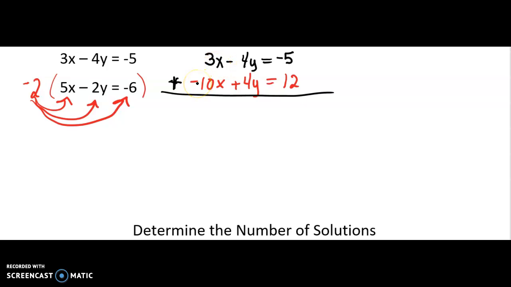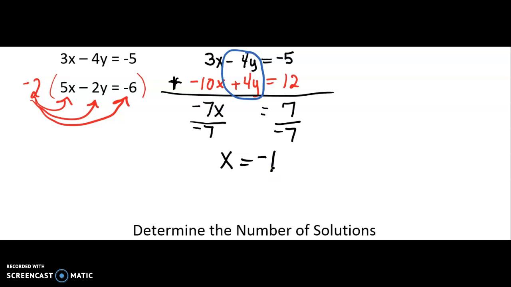3x plus negative 10x is negative 7x. A negative 4y and a positive 4y, if I add those, I get a big 0, so I'm not going to put anything there. Then continue moving to the right. Negative 5 plus 12 is going to give me a positive 7. So now I'm down to negative 7x equals 7. Your goal is still to get this x by itself, so we need to get rid of the negative 7. This is currently being multiplied, so I am going to divide both sides by negative 7. x equals 7 divided by negative 7, which is negative 1.